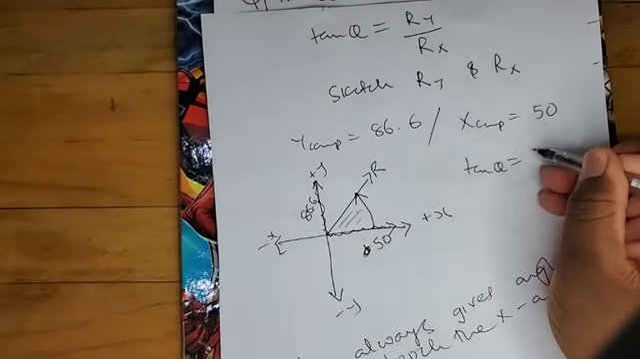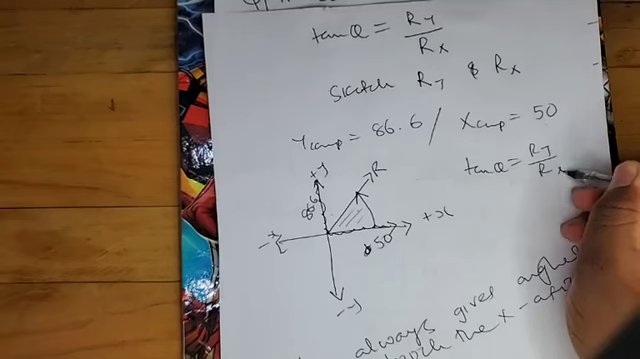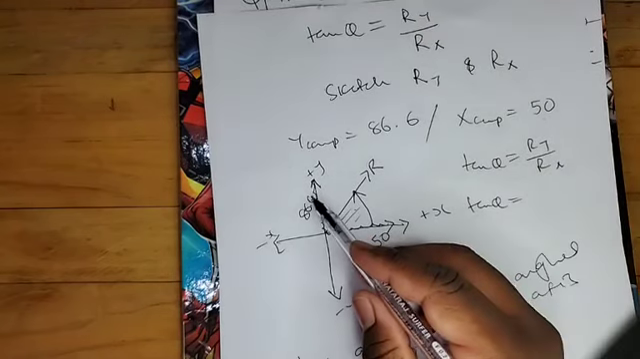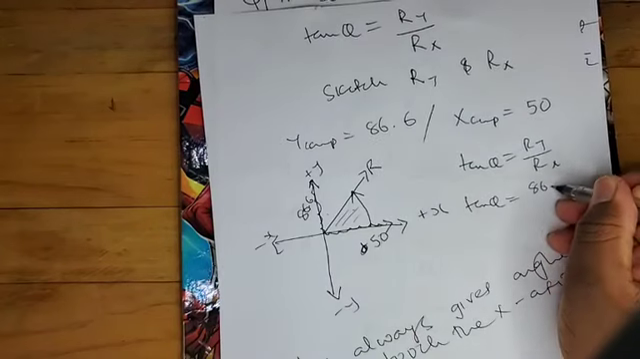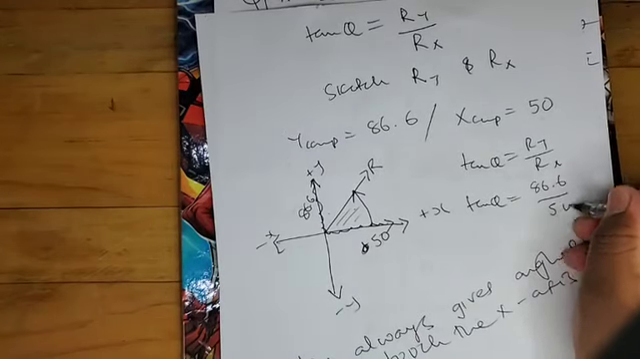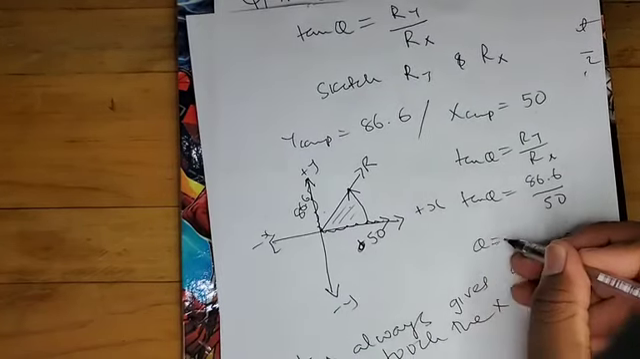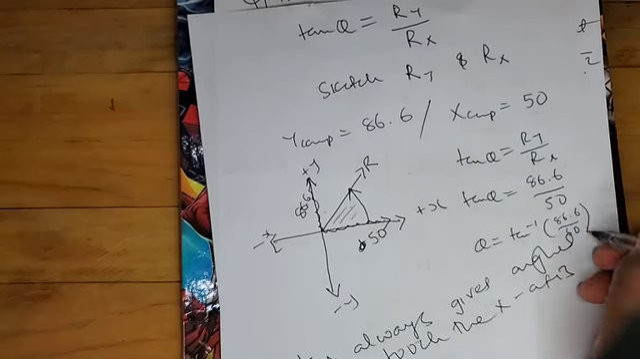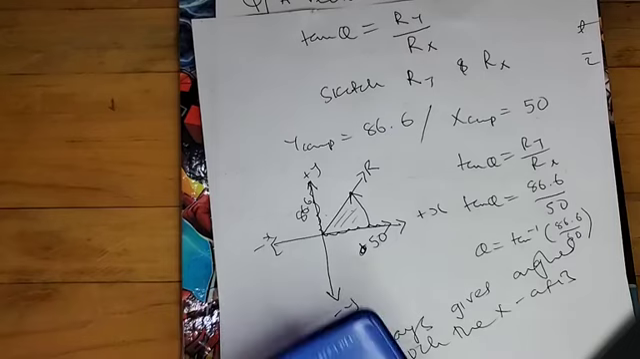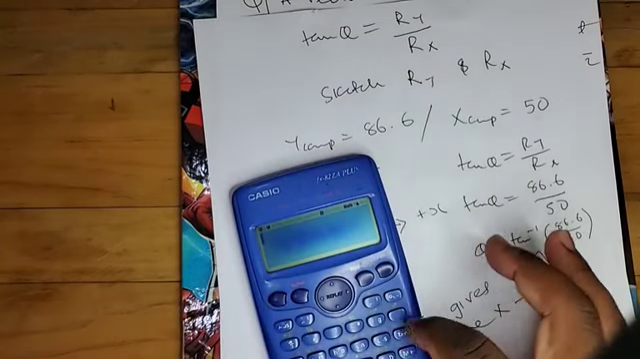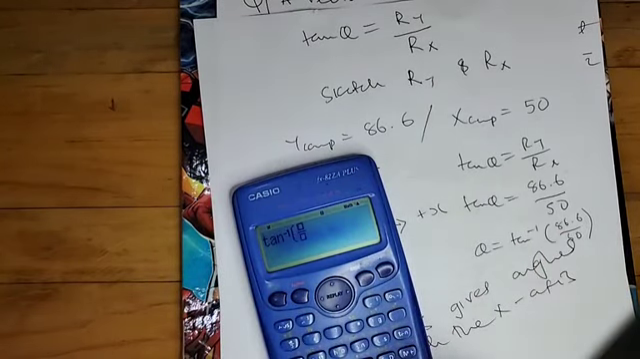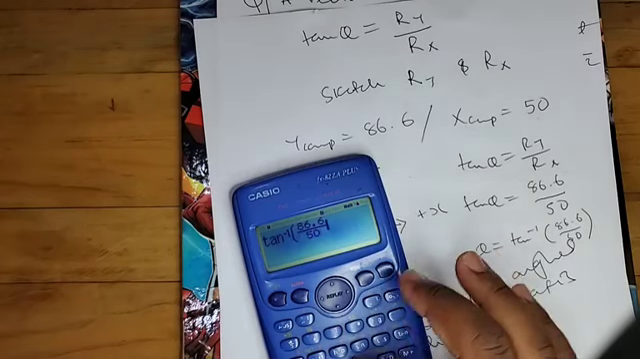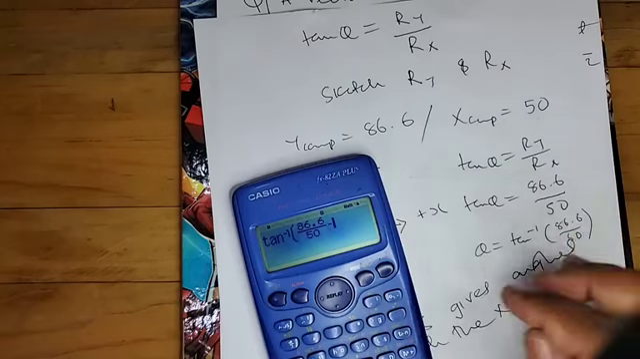Remember, tan theta is equal to Ry divided by Rx. My Ry is movement in the y, so in the y it's 86.6, in the x it is 50. So theta is equal to tan inverse of 86.6 divided by 50, depending on what your calculator can do. So shift tan inverse of 86.6 and then everything divided by 50, then we close.